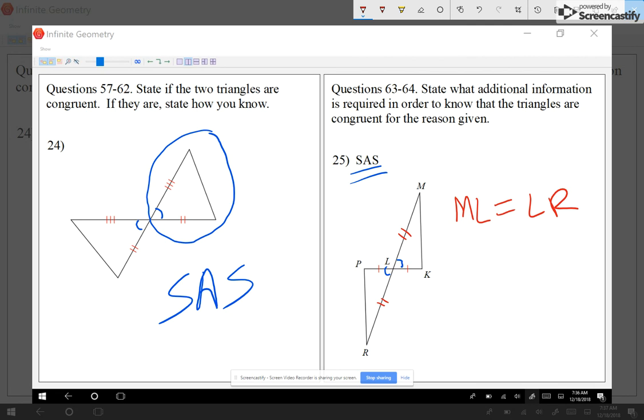So for questions like 25, they have to be congruent. From the three marks that we're supposed to have, we're missing one of them. I'm asking which one. Now, any questions on these?